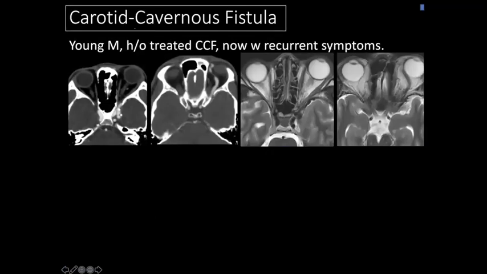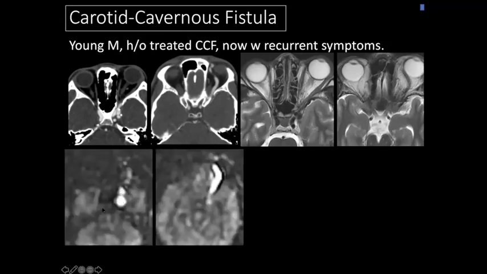Here's a patient with a CC fistula. This young man had been previously treated, but now he has recurrent symptoms. We look at our CTA. His left cavernous sinus is abnormal. He's got some sort of balloon device in there. He's got an enlarged superior ophthalmic vein. We see his abnormal cavernous sinus, his enlarged SOV, and his proptosis on the left.